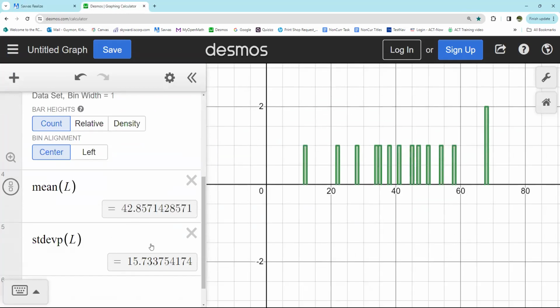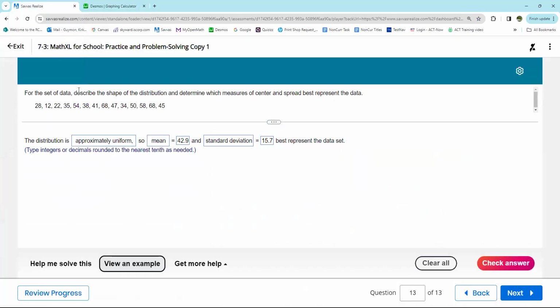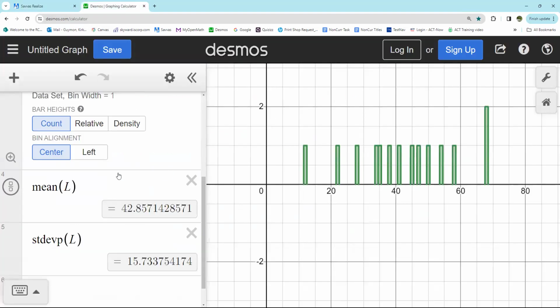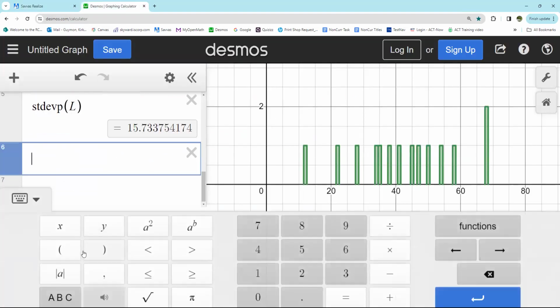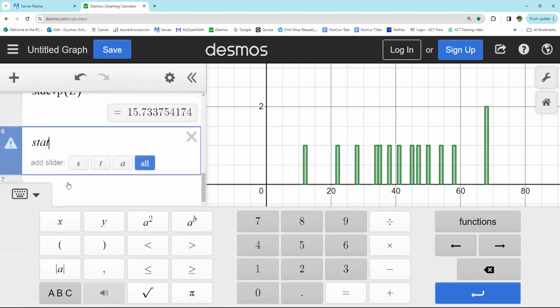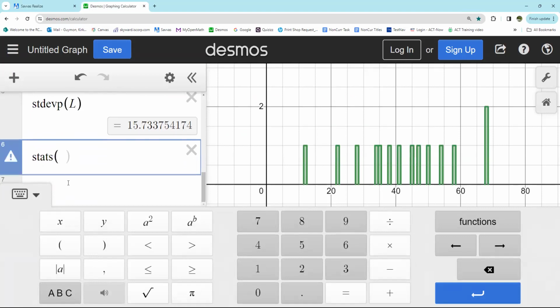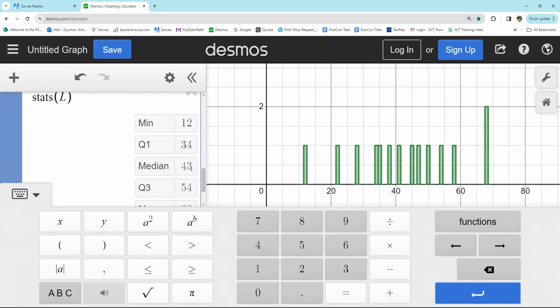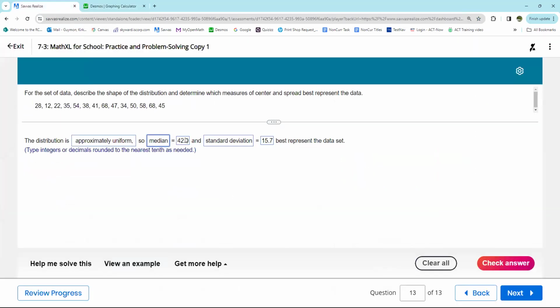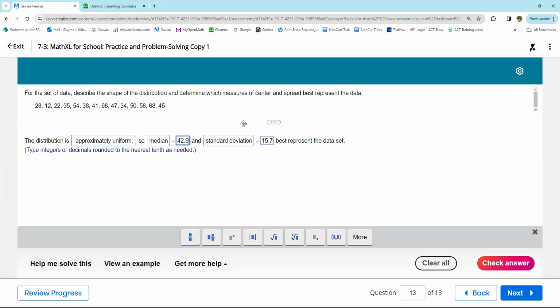And we've got the standard deviation at 15.7 and the mean at 42.9. And so if we're using that, I mean, we could go back in here and say, choose the median. And if you want to do the median, that shows up if you do a stats of L. That actually gives you your 5-number summary, your box and whisker plot. So the median at 43, I don't think it's going to like that. I mean, it's pretty much the same as what we just had anyway, 43.